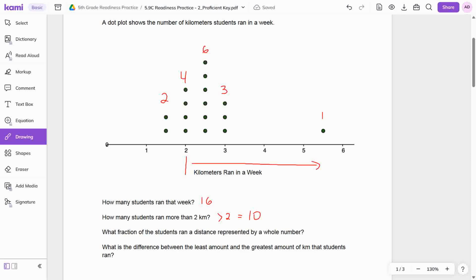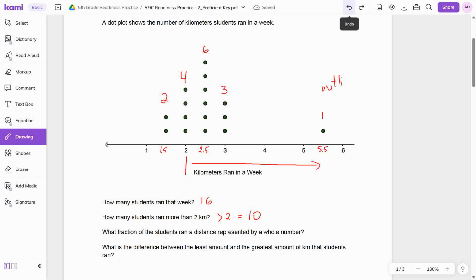Now, what fraction of the students ran a distance represented by a whole number? Okay, this is where we get into the fact that these first two kids ran between 1 and 2. So we're going to call that a 1.5. We're going to call this a 2.5. And then this one random kid ran 5.5. We call this an outlier because this piece of data, actually called a datum, for an individual data set, is just out on its own. And there's not really anyone with this one.